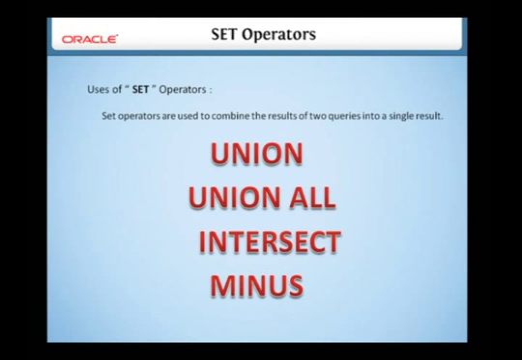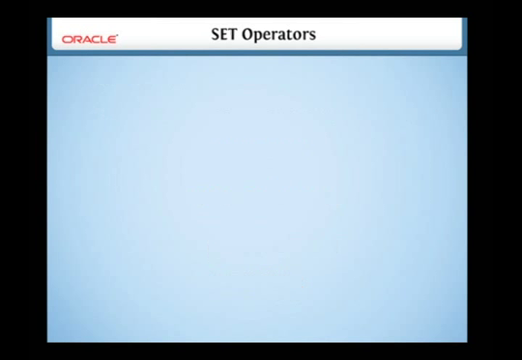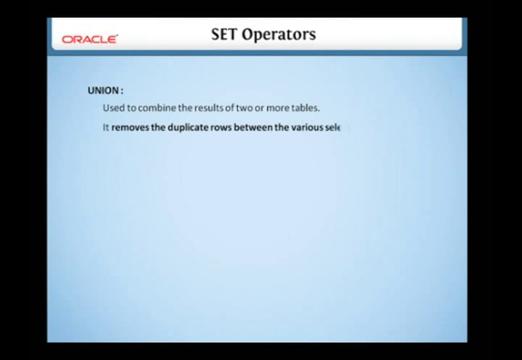Generally, all set operators have an equal precedence, but we can change the order of execution using parentheses. Now we are going to discuss each operator in detail. Union. The union operator is used to combine the results of two or more tables. It removes the duplicate rows between the various select statements.